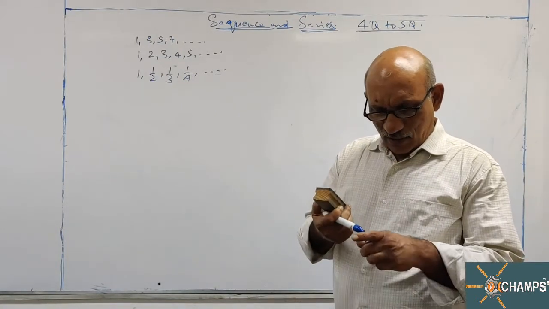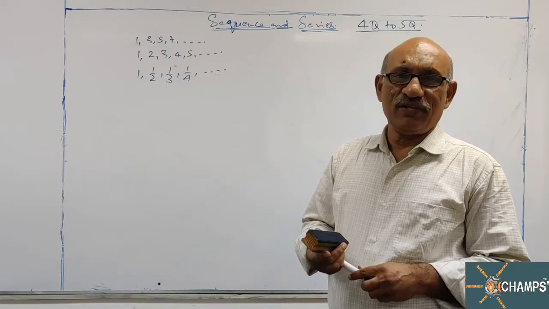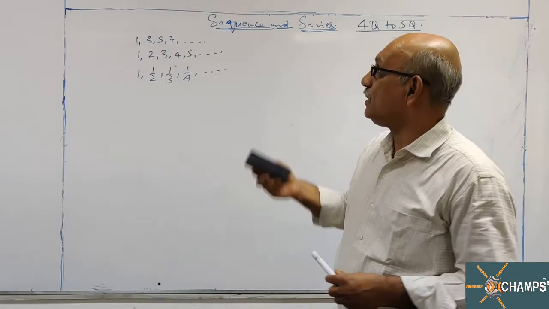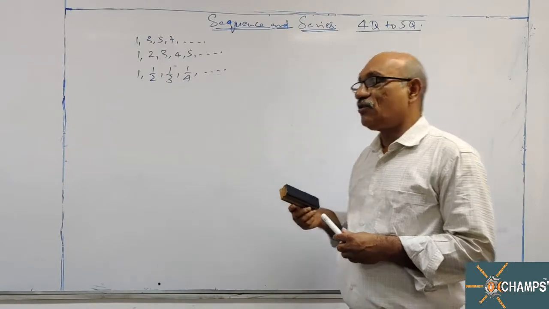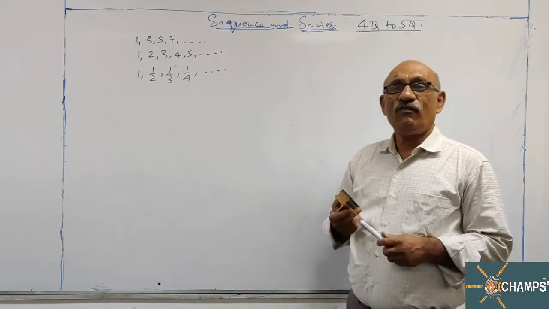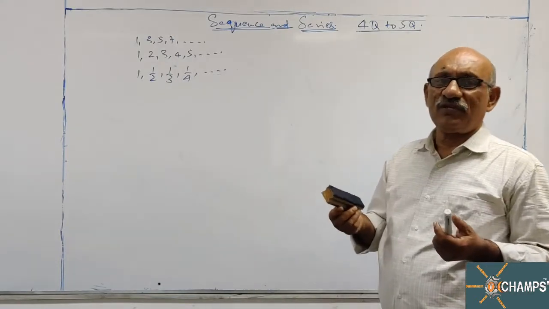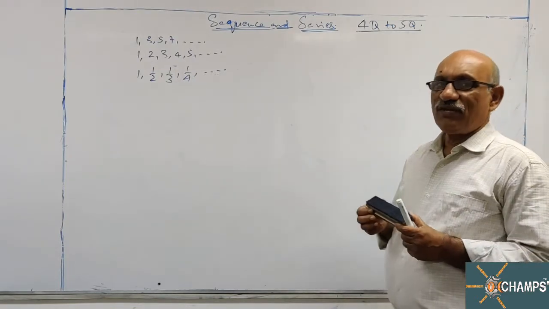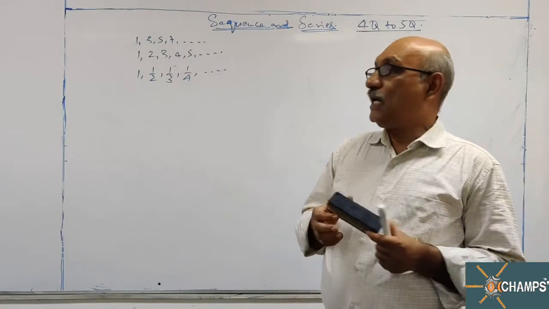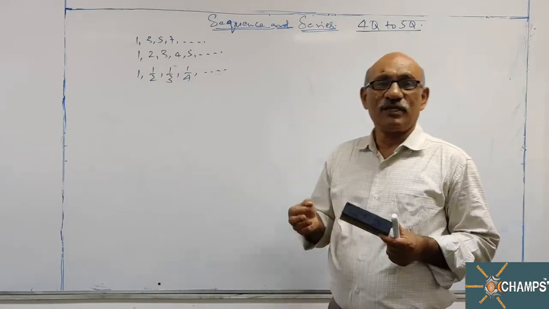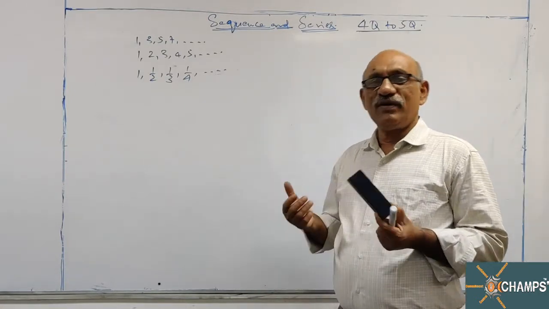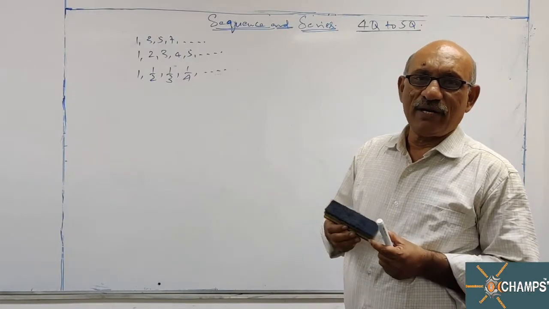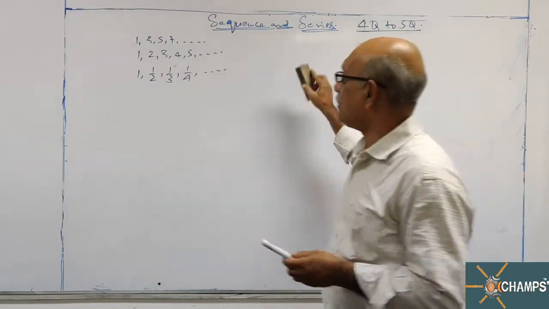Here my question is not on the definition of sequence. I have to concentrate more on arithmetic progression and geometric progressions. So when will I say the given sequence of numbers are in arithmetic progression? When will I say the given sequence of numbers are in geometric progression? This way. Fine.